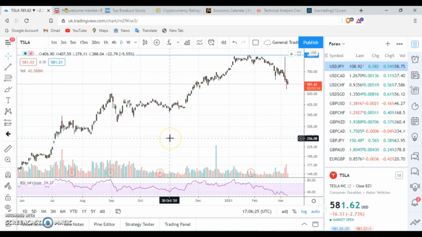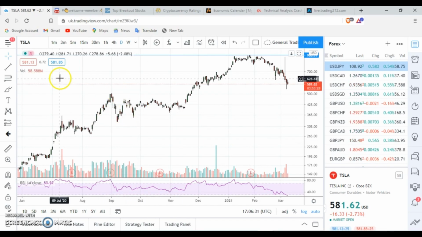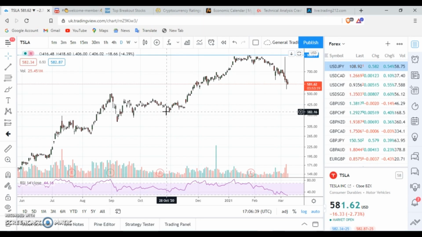So we covered the choppiness index, Fibonacci levels, and the EMA crossovers for beginners. You could utilize those and see how you want to trade with them. Thank you guys. Happy trading.